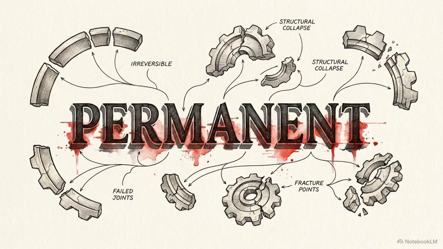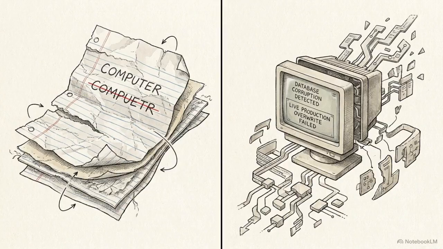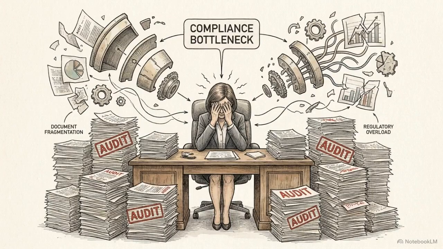Because agents execute real actions, their structural failures are different in kind. They are strictly irreversible. The cost of failure shifts from a low-stakes error, like poorly written text, to a catastrophic failure, like incorrectly modifying a live production database. This irreversibility creates a massive compliance bottleneck in highly regulated industries, like finance and healthcare.